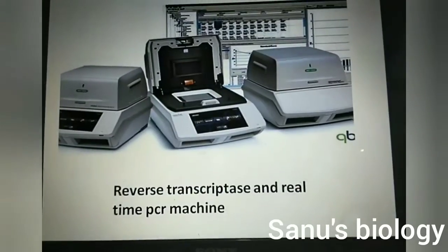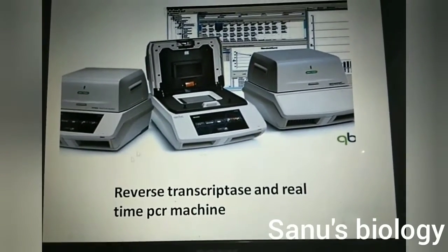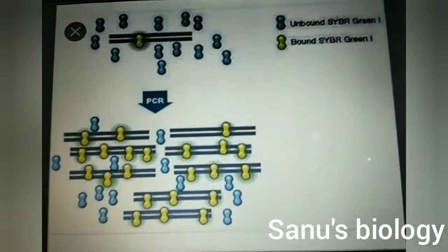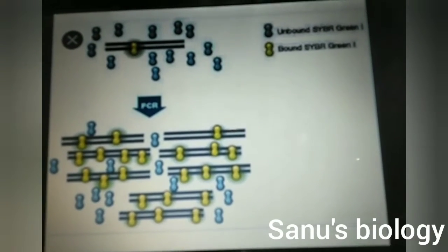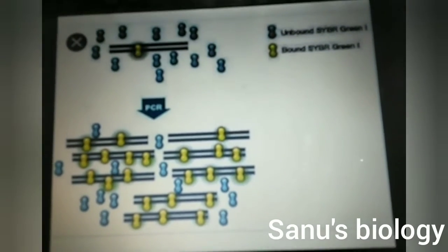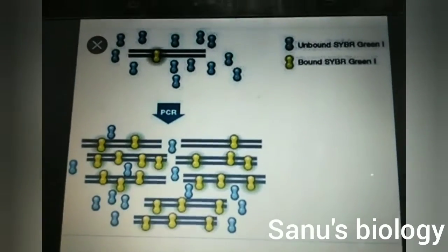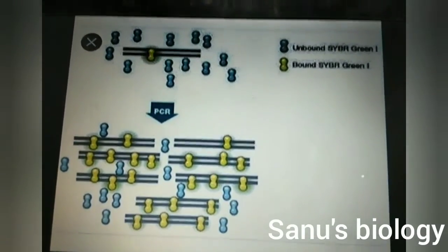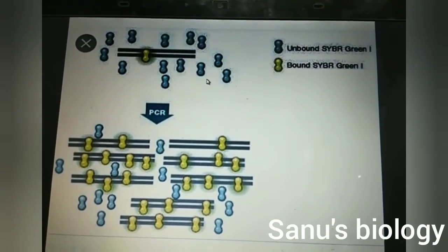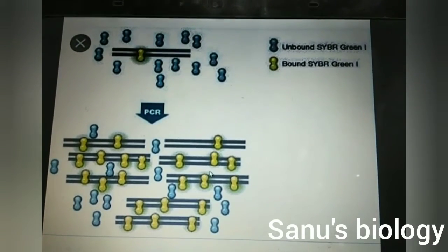Now we perform this reverse transcription in this type of PCR machine, and then we go to real time PCR. In this we take the help of SYBR Green, which helps us to get the result for positive coronavirus. As we know, this SYBR Green glows after binding with DNA molecules.